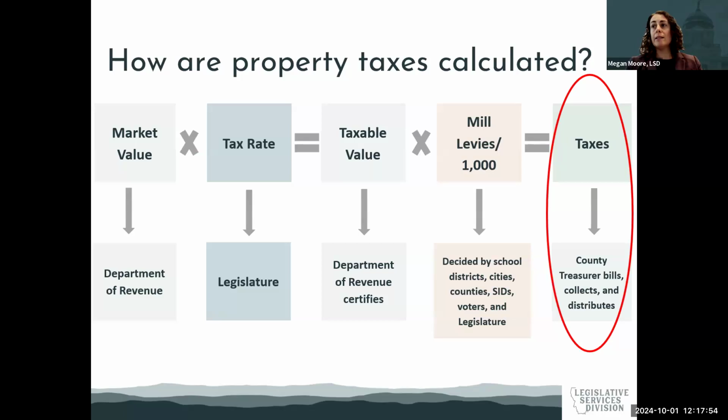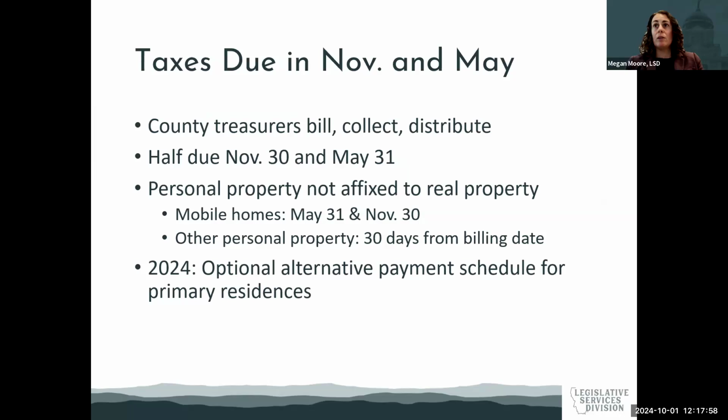Now we'll discuss the taxes themselves. As I said, they are billed by the county treasurer and collected and distributed to each entity that has a tax levy on the tax bill. For most properties, the first half of taxes is due November 30th of a tax year, and the second half is due May 31st of the year after.